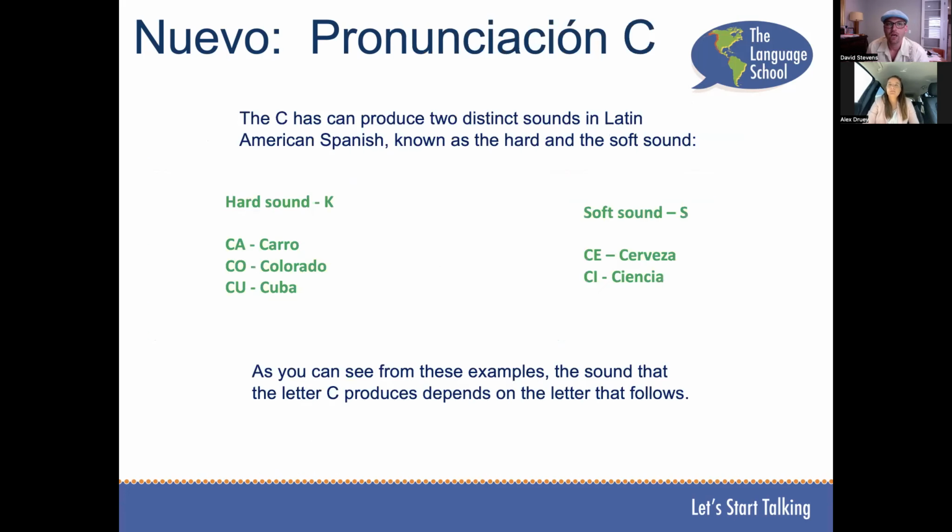Más pronunciación. So the letter C can produce 2 distinct sounds in Latin American Spanish, known as the hard and the soft sound. It's a hard sound if it's followed by an A, O, or U, like carro, Colorado, or Cuba. Sounds like our letter K. It's more of a soft sound if it's followed by an E or I, like cerveza or ciencia. Okay, does that make sense? It does. Cool.